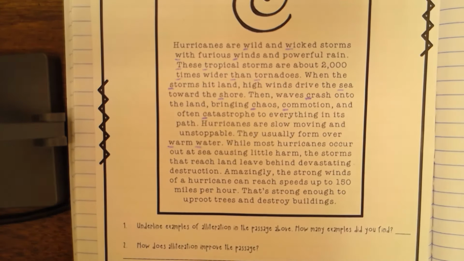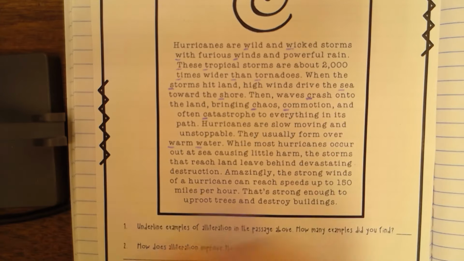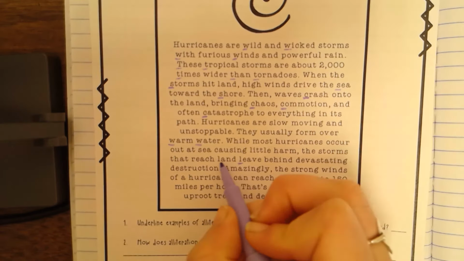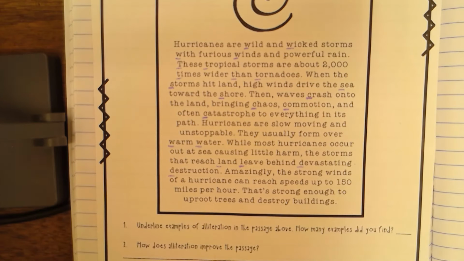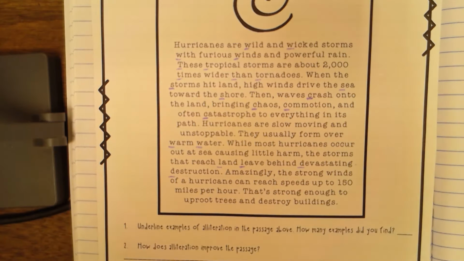While most hurricanes occur out at sea, causing little harm, the storms that reach land leave behind devastating destruction. Now this one, I see a couple here in one sentence. So I see 2 S's, I see 2 L's right next to each other, and I see 2 D's right next to each other. I might give preference to the 2 L's and the 2 D's, considering them alliterations. I might just ignore the S and the S here, just because they're kind of far apart from each other, and it could be easily overlooked as not being considered an alliteration. So I'm going to consider the L's and the D's one.